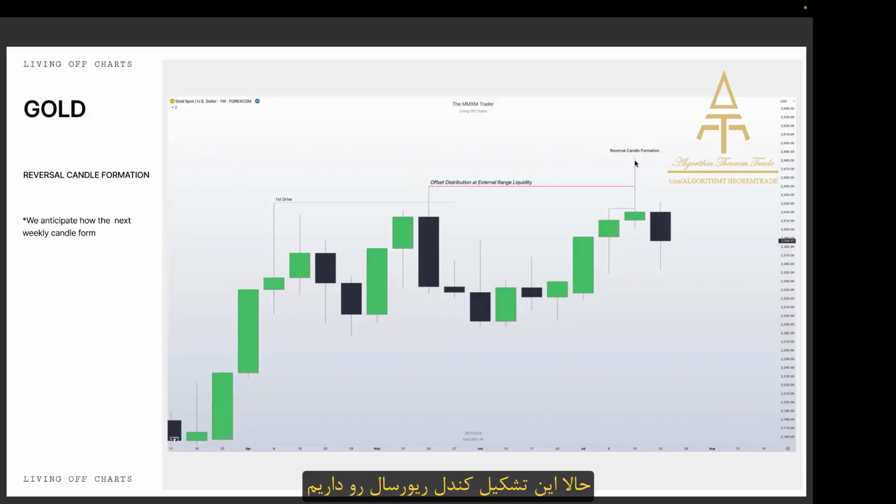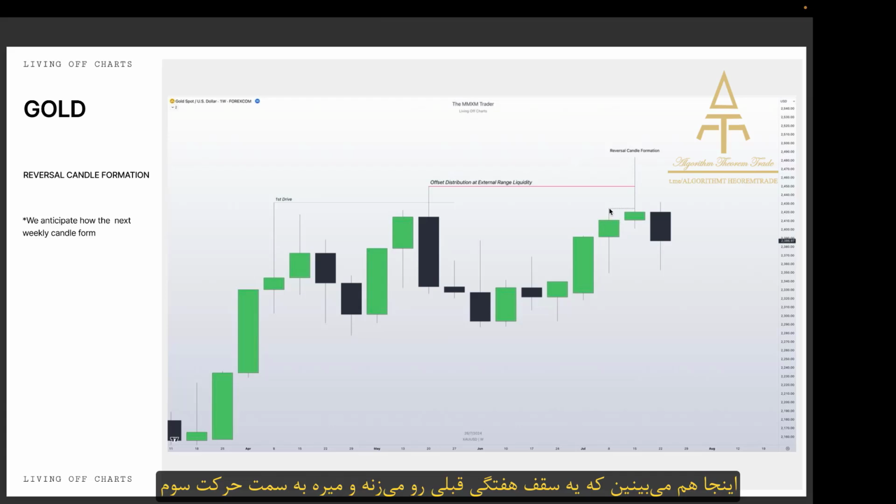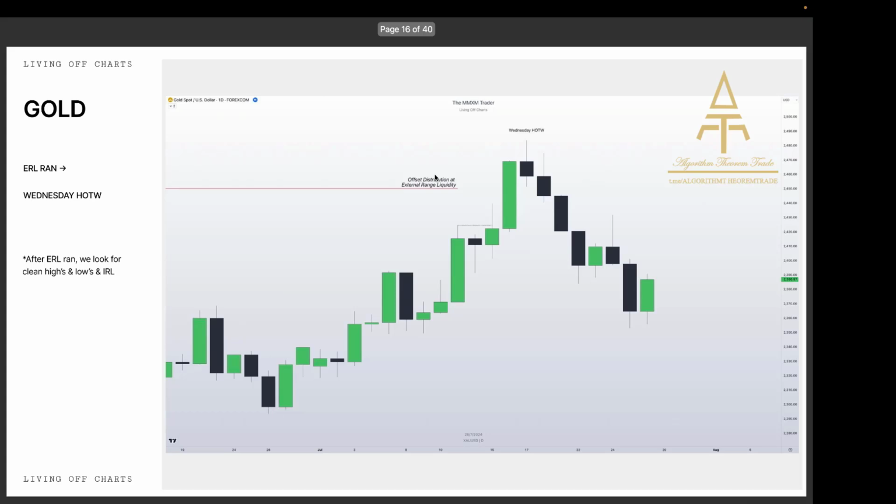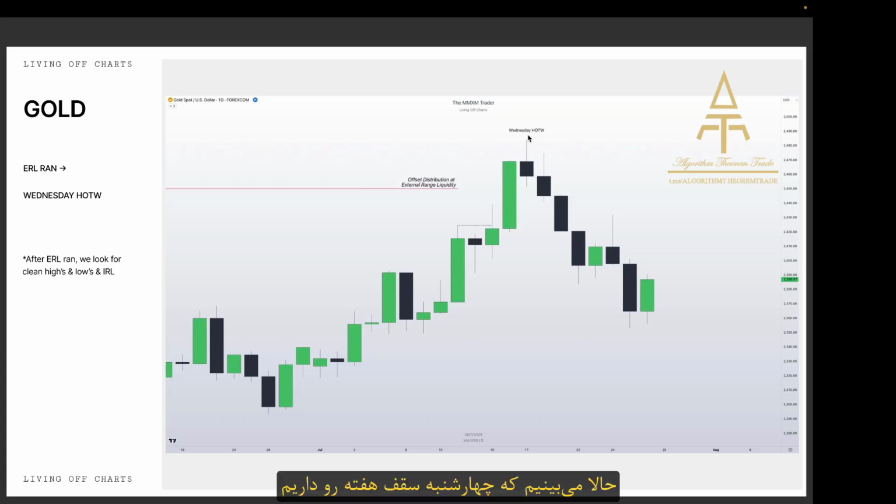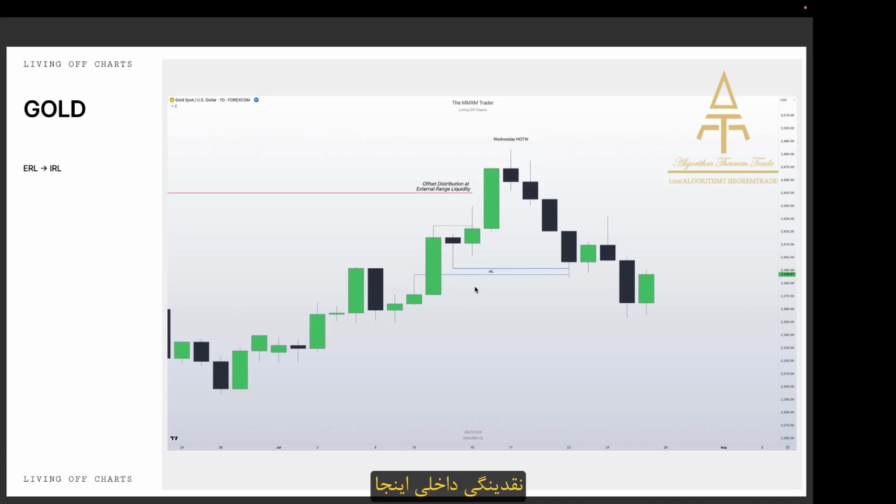Now, we have that reversal candle formation, as you can see here, also running a previous weekly high, going into the third drive here. Offset distribution, this is that external range liquidity. And now we can see Wednesday high of the week. That's this candle here. Now, external range liquidity has been taken here. So where should your eye go? Internal range liquidity here. So you can look at this as a weekly objective. This should be your one shot, one kill objective, this FVG right here.